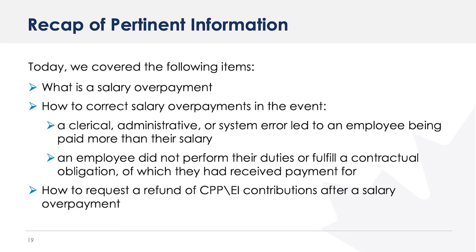Today we covered the following items. What is a salary overpayment? How to correct salary overpayments in the event a clerical, administrative, or system error led to an employee being paid more than their salary, or an employee did not perform their duties or fulfill a contractual obligation of which they had received payment for. How to request a refund of CPP or EI contributions after a salary overpayment.